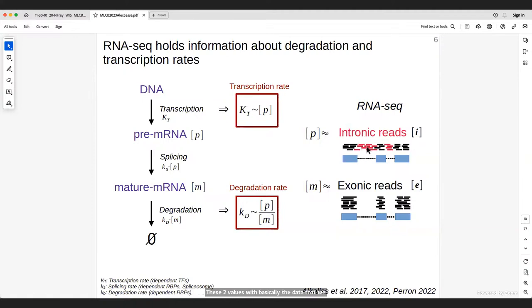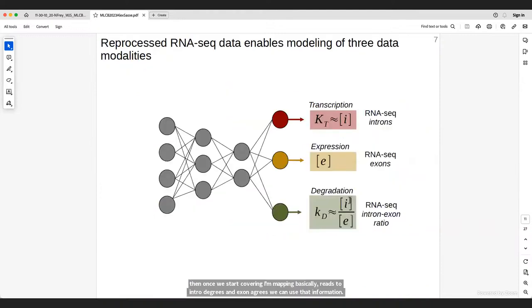When we look at RNA-seq, intronic reads are likely to come from the premature mRNA, whereas exonic reads will be used as a proxy for mature mRNA. Once we map reads to intronic and exonic regions, we can use that information to get three different data modalities from the same RNA-seq dataset: transcription rate, expression, and degradation rate. And most importantly, we can do this with every dataset, so we get this for every cell type and every condition that we have RNA-seq data for.